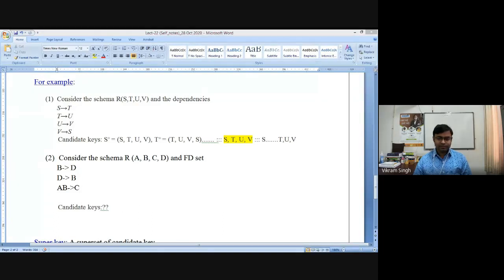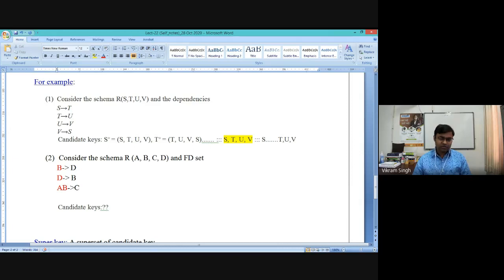So anyone can respond. What is the possible candidate key? If you have B, you can claim that I have B, and with B I can determine D. And if you have D, you need to focus on the attributes on the left side, the LHS, of the FD. By having B, you can determine D. By having D, you can determine B. Now by having A, B, you can determine C.